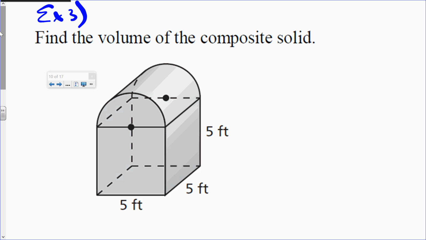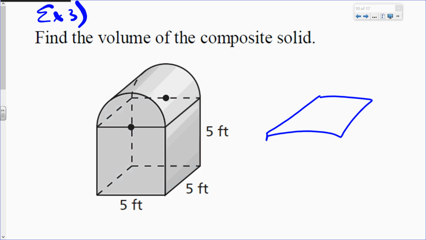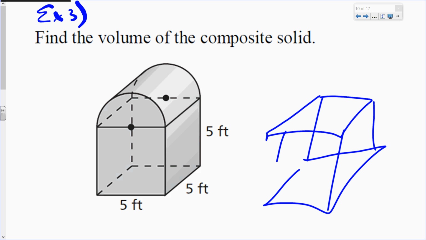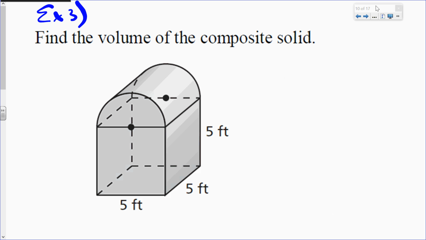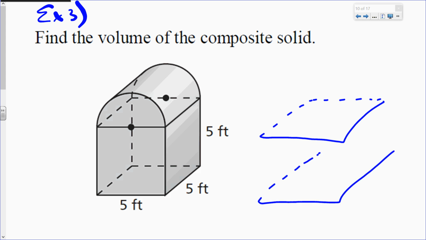Just going to write number 3. Find the volume of the composite solid. The way I would draw it is first draw the prism. Look at the bottom prism. Connect and then draw the half cylinder on top. Kind of like this. Do that again. All right, and then we're going to draw the half cylinder here on top.